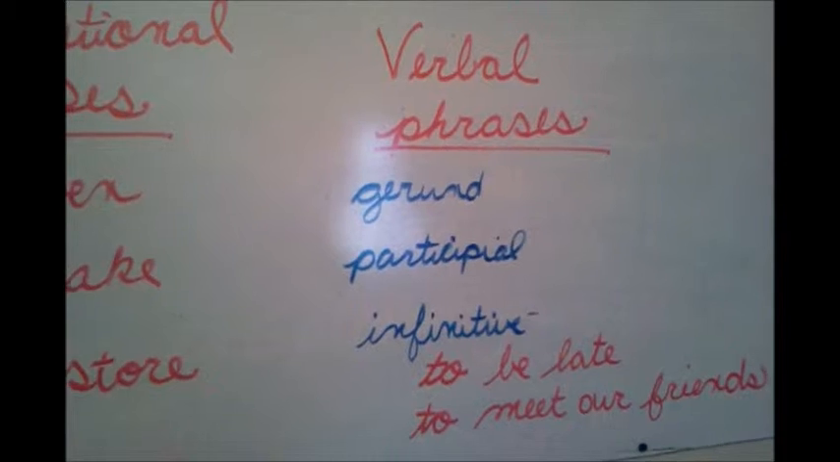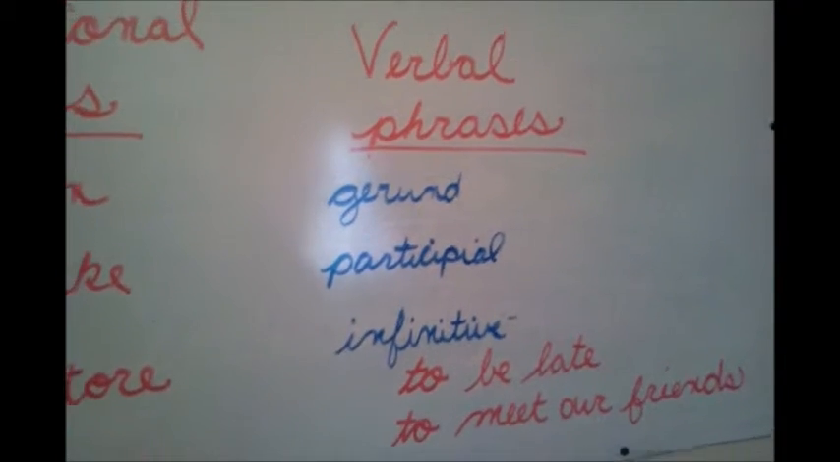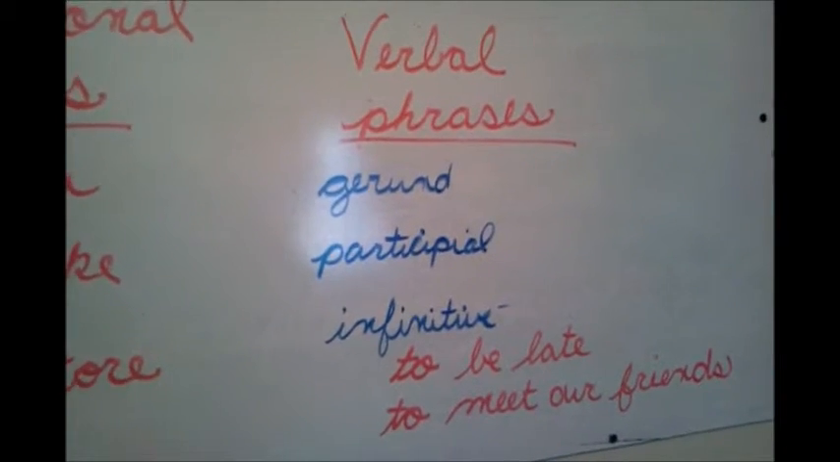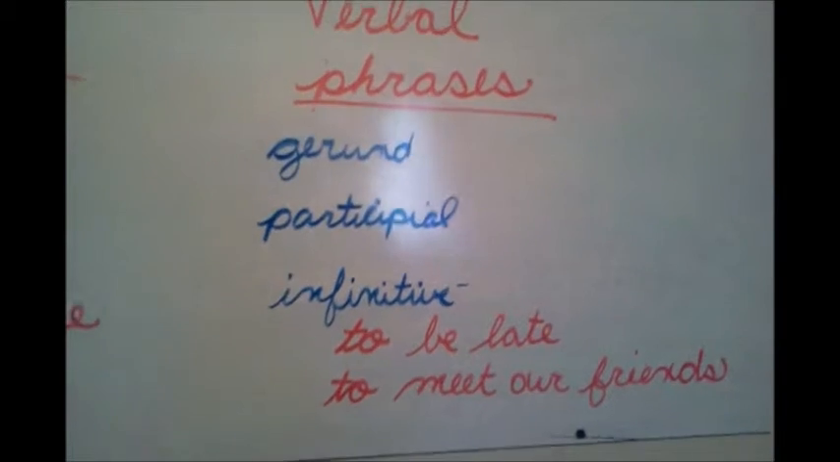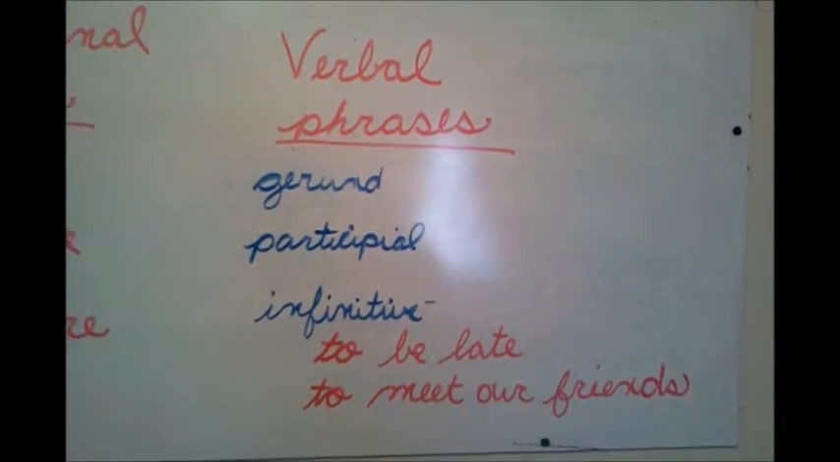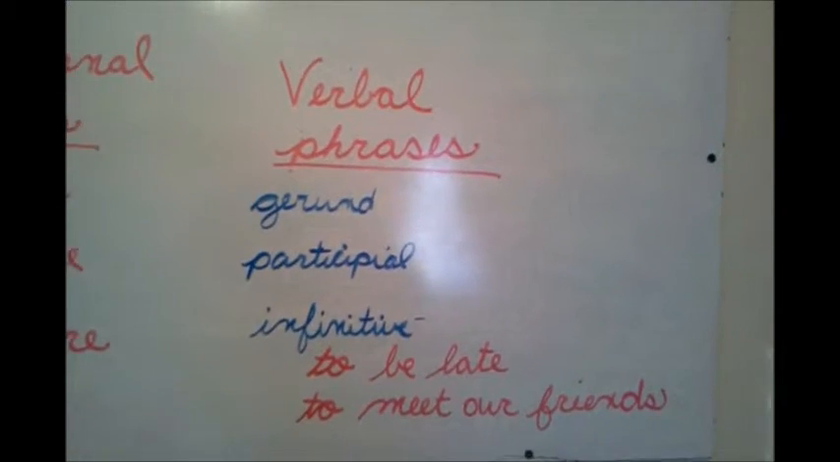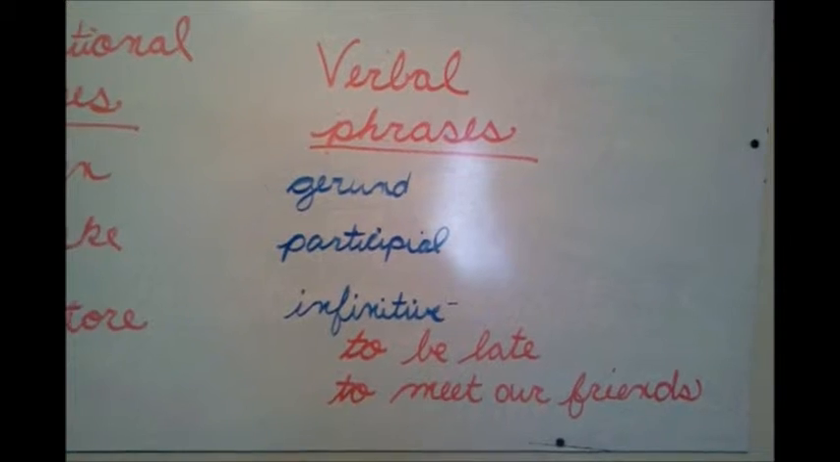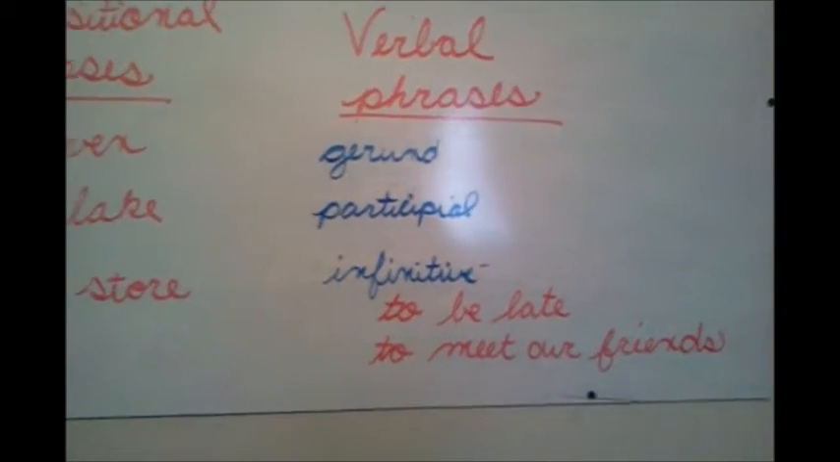There are three types of verbals: gerunds, participles, and infinitives. So there could be a gerund phrase, a participial phrase, or an infinitive phrase. And in our lesson, we're working with infinitive phrases. And the infinitive form of a verb is to and then the verb. To be, to meet, and the phrase then includes all the other words that go with it, like to be late or to meet our friends.